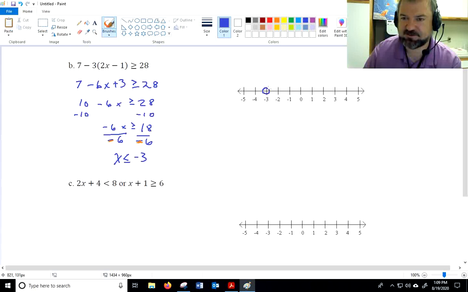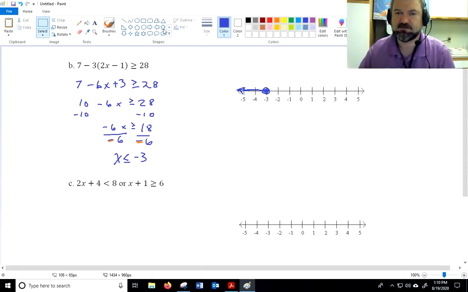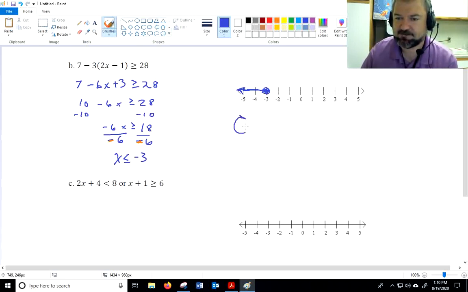And because it's less than or equal to, we'll be coloring it in, making it a closed endpoint. And then we're going to shade to the left because we're looking at values less than or equal to negative 3. And so, that's the wrong thing. Let me erase that. So in interval notation, we could say negative infinity to negative 3 with a closed bracket at the end. All right, let's take a look at letter C.